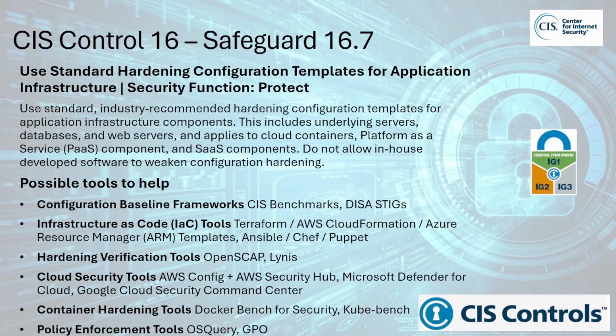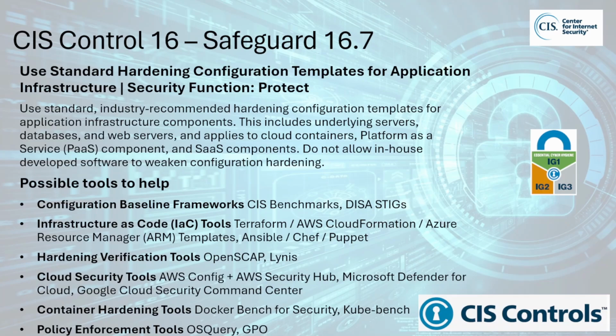Safeguard 16.7: Use standard hardening configuration templates for application infrastructure. Comes under the Protect security function and is within Implementation Group 2. The safeguard requires organizations to apply standardized hardening templates to all application infrastructure components, such as servers, databases, web servers, containers, and cloud environments, to minimize security vulnerabilities.